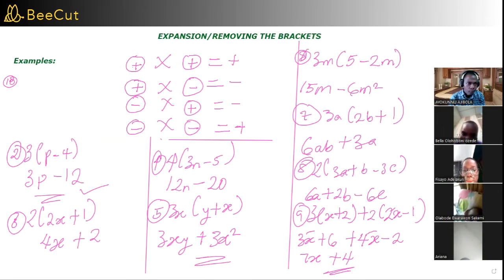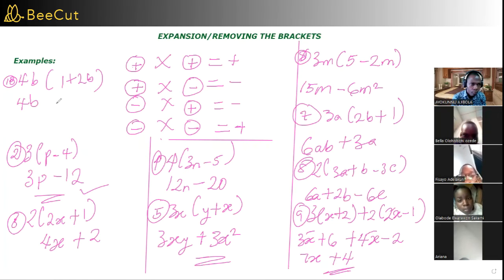So let's see. I have 4b into 1 plus 2b. So 4b times 1 is 4b. Then 4 times 2 is 8. And b times b is b squared. So that is the answer to that.